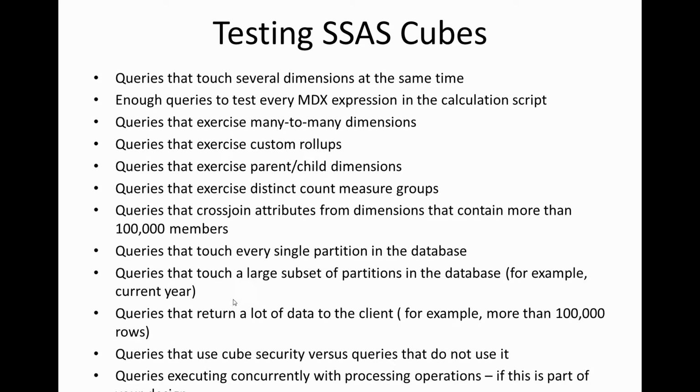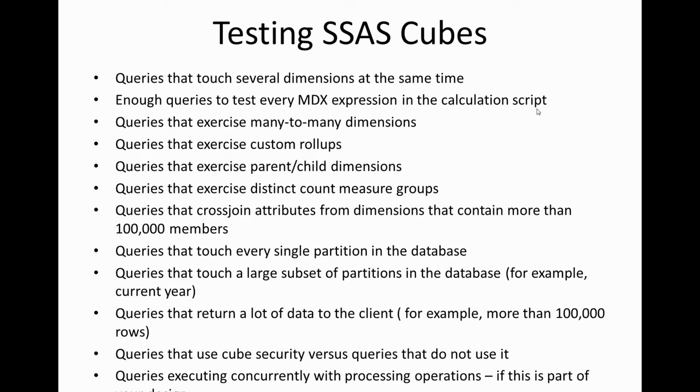You want to make sure you run queries that touch several dimensions at the same time. That's very, very important, largely to make sure that you're getting the right performance from different dimensions and that you're seeing the correct dimensionality and that you're not getting errors. You want to make sure that you have enough queries to test every MDX expression in the calculation script. So if you have 150 calculated members and scope assignments and all these other things in your cube, you don't want to just run a couple of simple queries and go, yeah, my calculations are right, or I threw something in Excel and it looks pretty good. You want to make sure you really exercise those calculations.